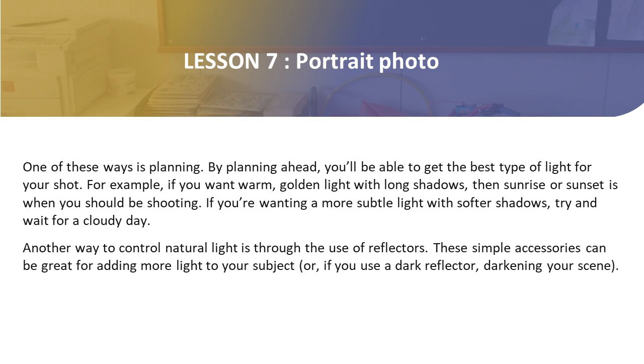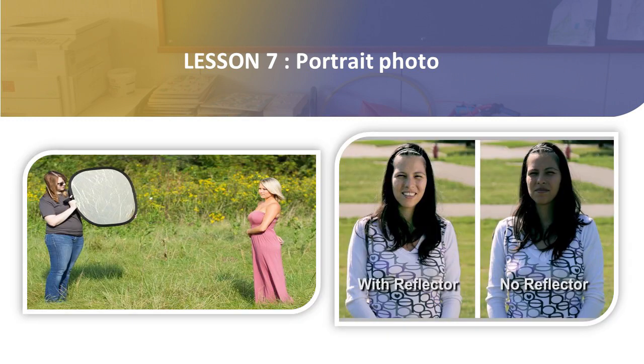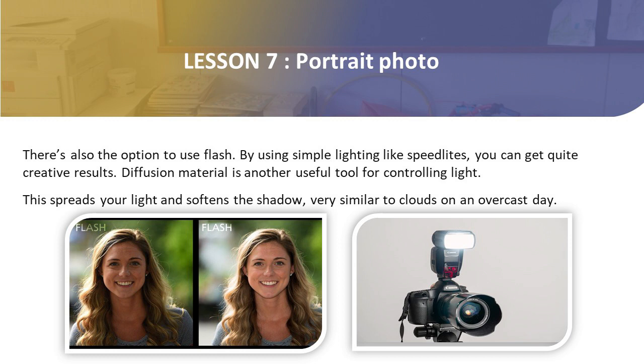Another way to control natural light is through the use of reflectors. These simple accessories can be great for adding more light to your subject, or if you use a dark reflector, darkening your scene. There's also the option to use flash. By using simple lighting like speed lights, you can get quick creative results. Diffusion material is another useful tool for controlling light. This spreads your light and softens the shadow, very similar to clouds on an overcast day.